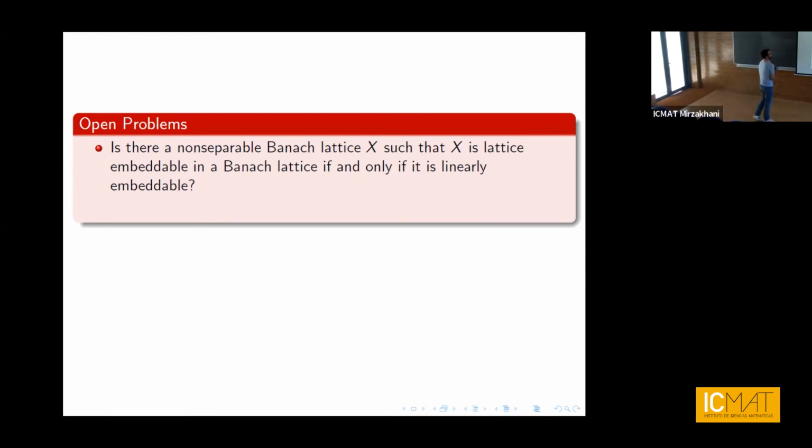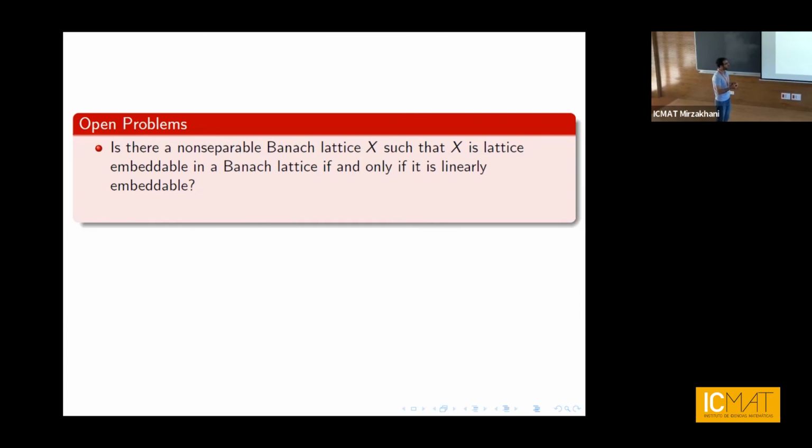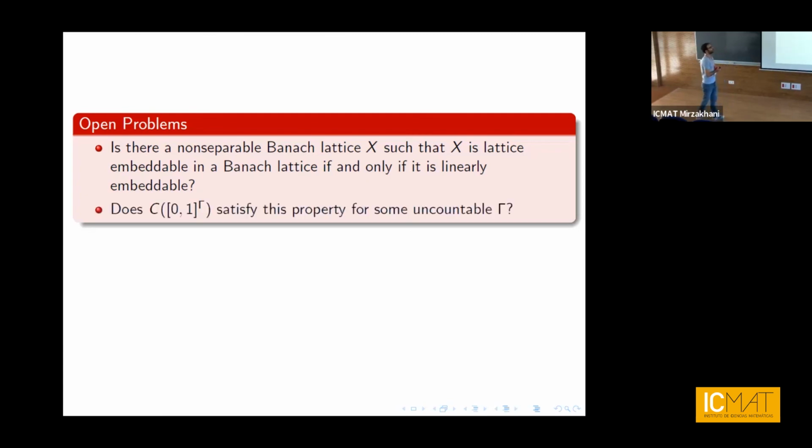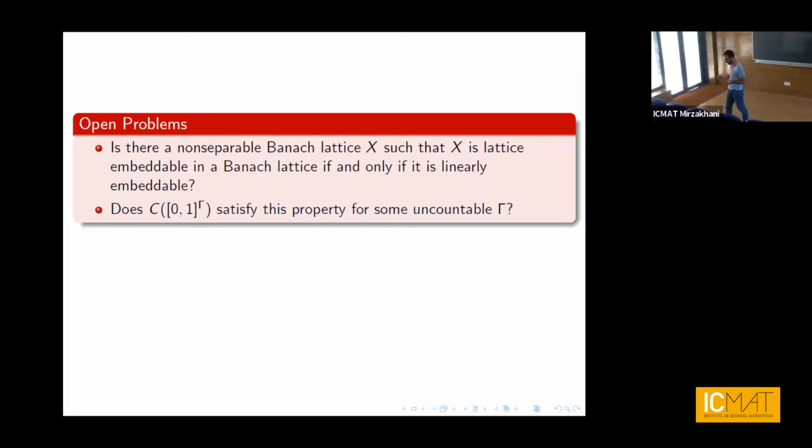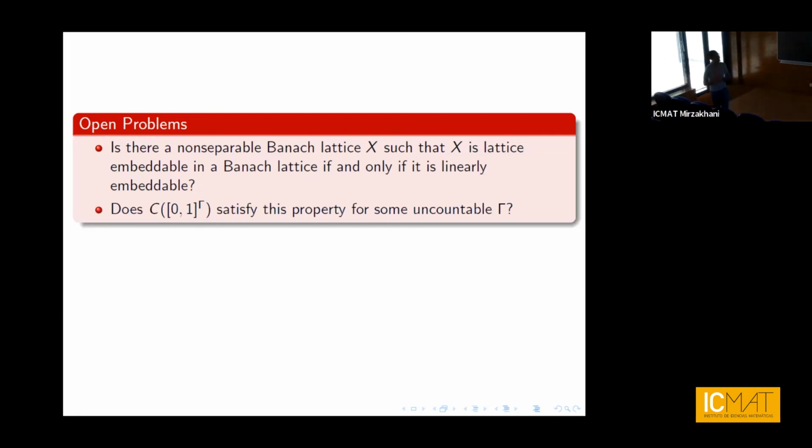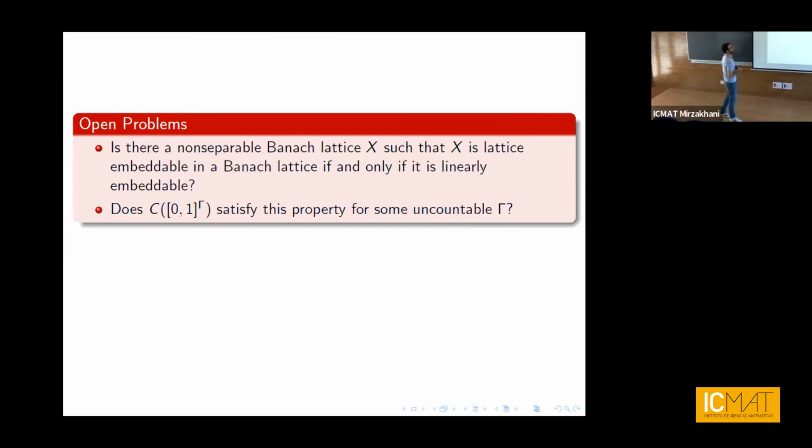So, if we have a non-separable Banach lattice X having this property, a similar argument shows that this lattice must be lattice embedded into a CK space, so it must be an AM space. And well, probably the most natural candidate is the space of continuous functions over the generalized Hilbert cube. And of course, this is an AM space.